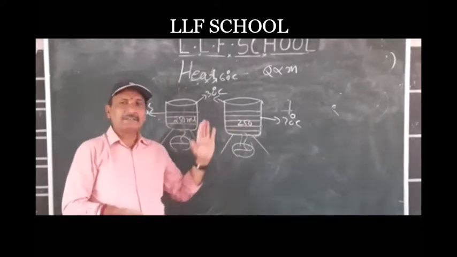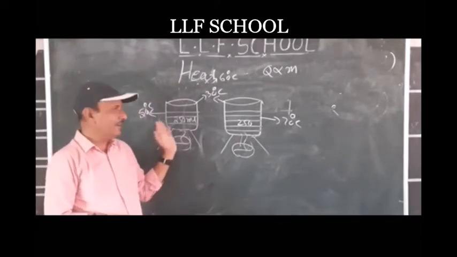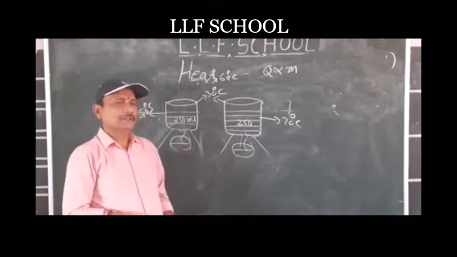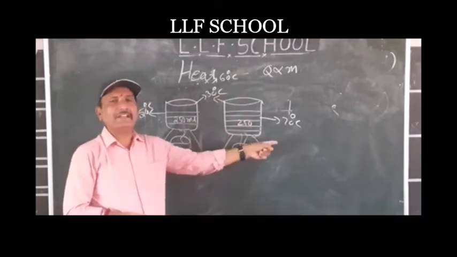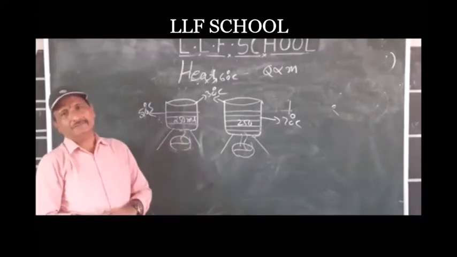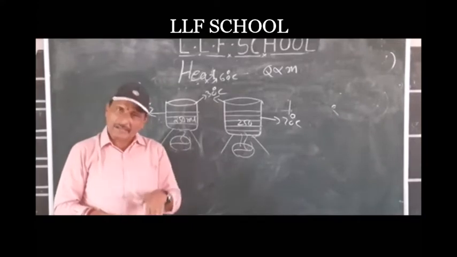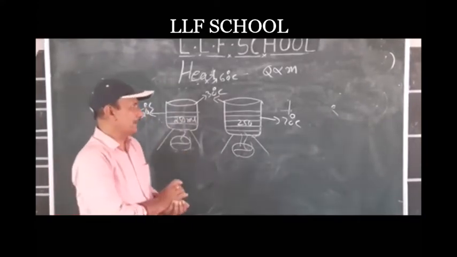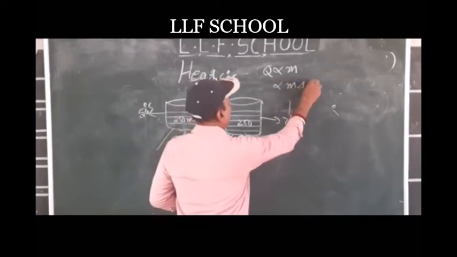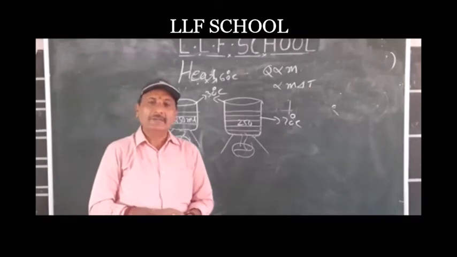In these two cases, mass is constant. The change in temperature is 50 here and 70 there. Raising the temperature from 30 to 70 needs more heat than the first one. So as the change in temperature increases, the quantity of heat absorbed also increases. From this, we conclude that Q is proportional to M delta T.